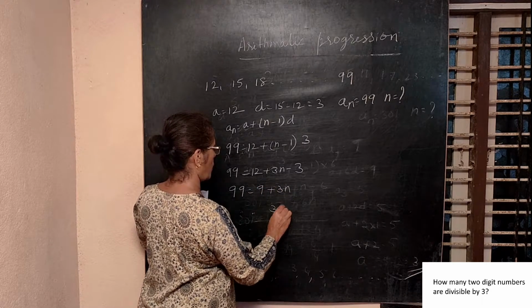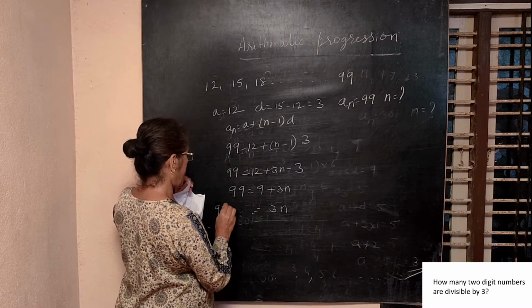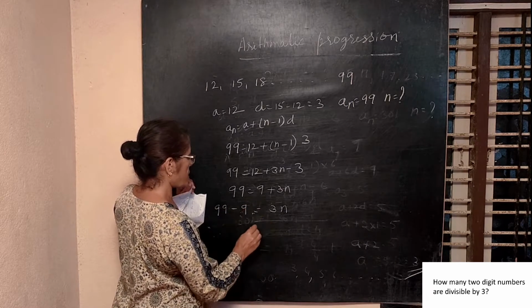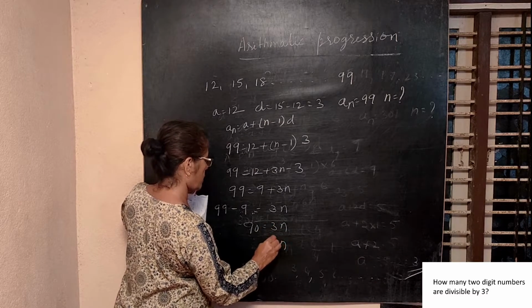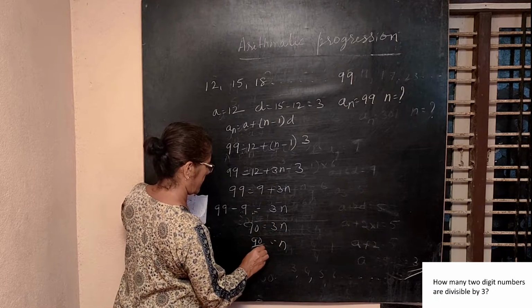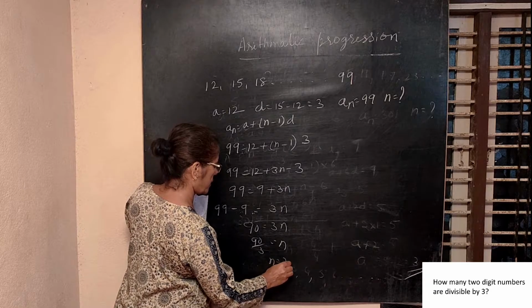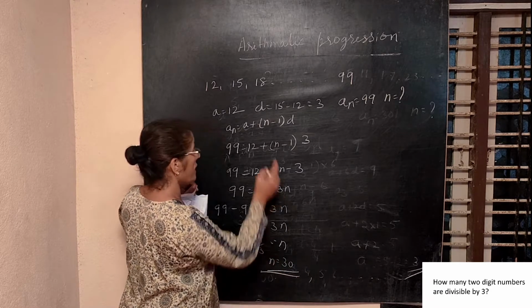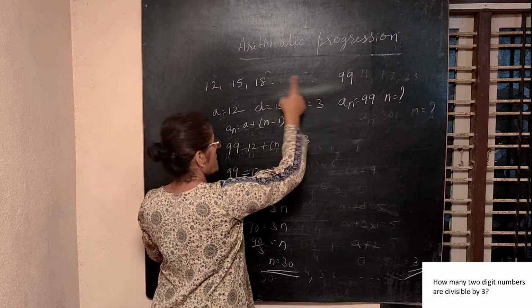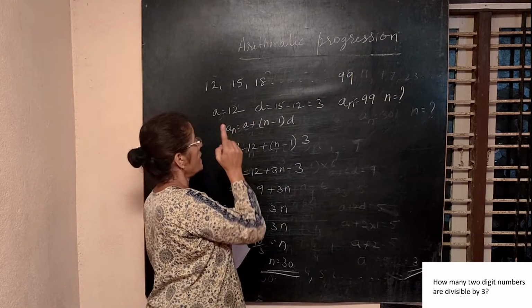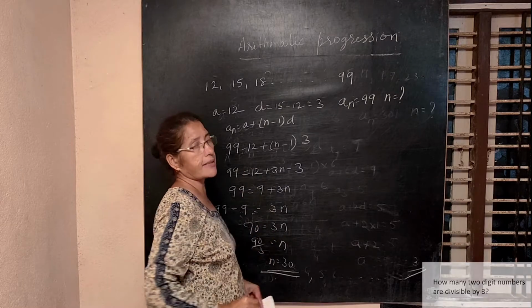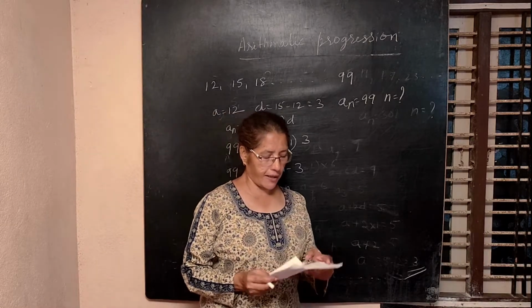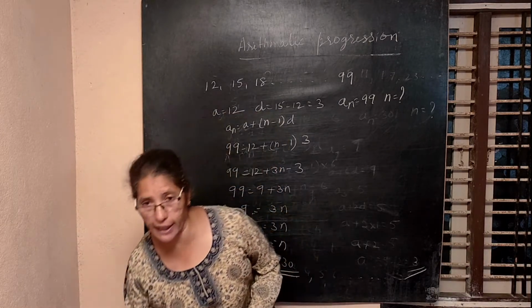So, 3n is equal to 99 minus 9. So, 90 is equal to 3n. N is equal to 90 divided by 3. So, n is equal to 30. So, how many terms are there which are divisible by 3 from 2-digit numbers, from 12 to 99? There are 30 terms. So, that is the answer. Now, let me go to the next question.